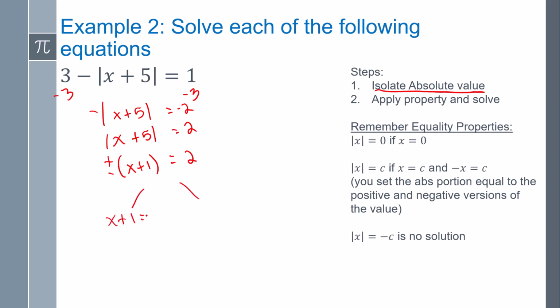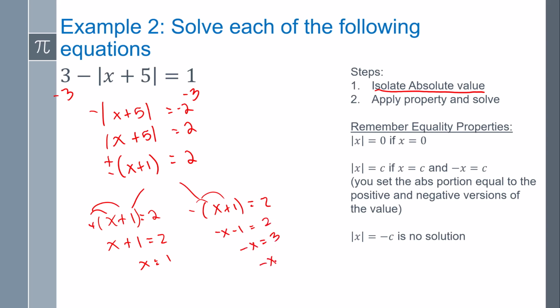x plus 1 equals 2, and negative x plus 1 equals 2. Yeah, there's a plus in front, but remember, if we distribute the positive, it turns out to be the same thing. Subtract 1, distribute the negative, add 1, divide by negative. So you get x equals -3 and x equals +1.